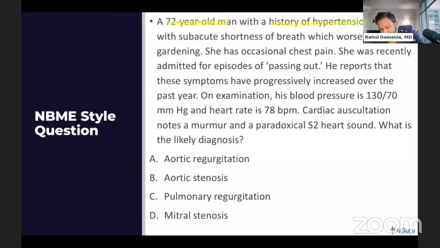72-year-old man, history of hypertension, presents with subacute shortness of breath, which worsens while gardening. He has occasional chest pain, and he was recently admitted for episodes of, quote, passing out. He reports that these symptoms have progressively increased over the past year. On exam, he is hypertensive to 130/70 and has a heart rate that's normal at 78. Cardiac auscultation notes a murmur and a paradoxically split S2 heart sound. What is the likely diagnosis? A, aortic regurg, B, aortic stenosis, C, pulmonary regurg, or D, mitral stenosis?